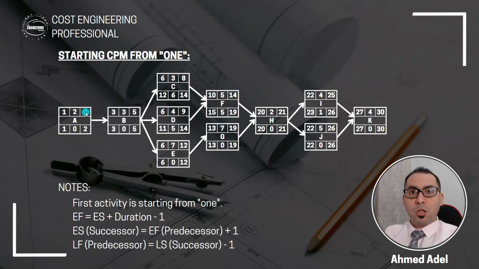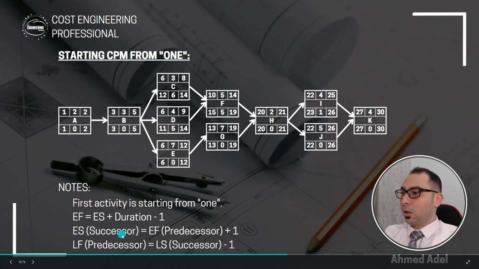How to get the early finish? The early finish in this case will be early start plus duration minus 1. So 1 plus 2 is 3 minus 1, that's 2. So this is the first difference, okay? Now, if this activity is ending on the second day, the next activity cannot start on the second day also. No, it has to start one day after that. So the 2 here becomes 3. So if I want to say the early start of the successor will equal to the early finish of the predecessor plus 1. Early start of the successor is equal to early finish of predecessor plus 1.